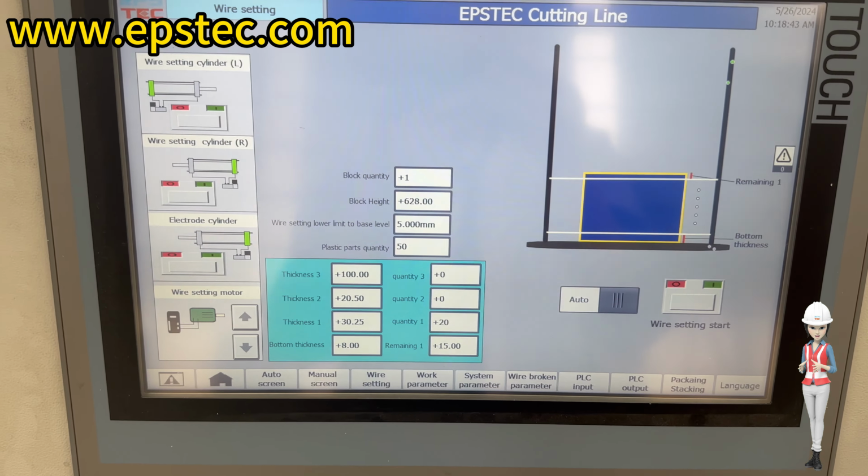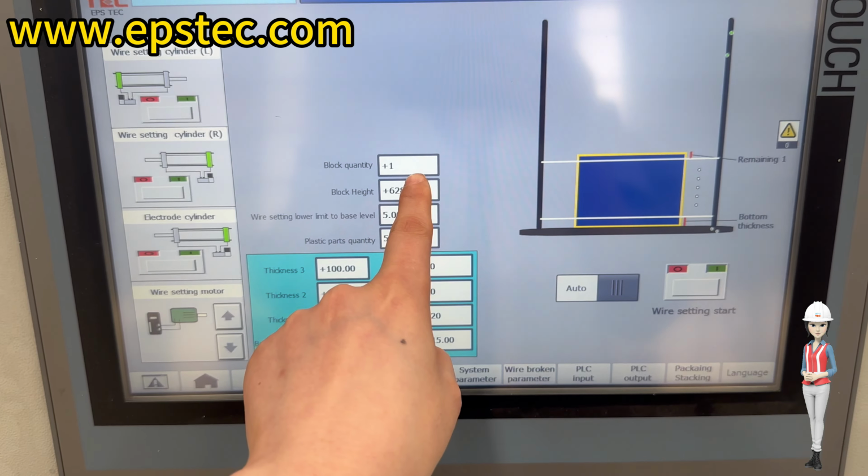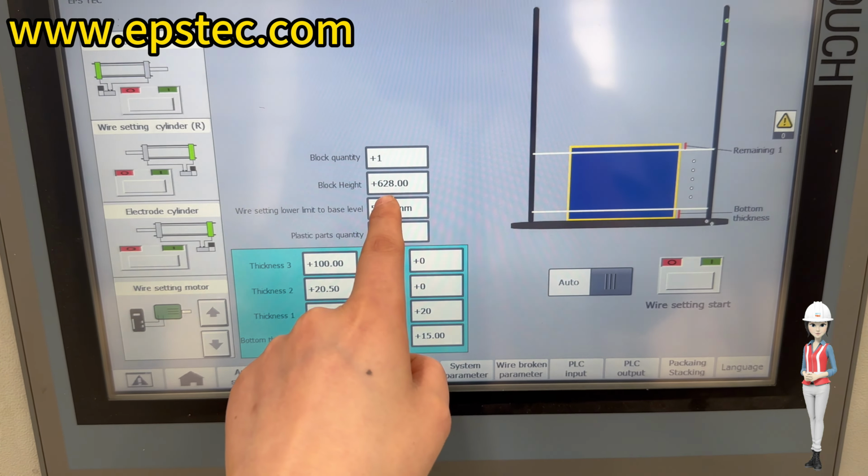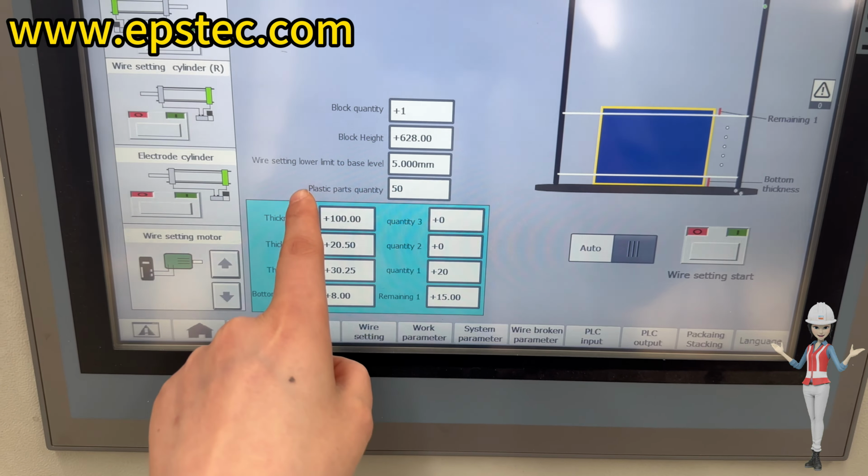The second part is the cutting parameters. We need to set the number of EPS blocks, the height of the blocks, and the height of the waste skin. The purpose is to cut off the appropriate waste.